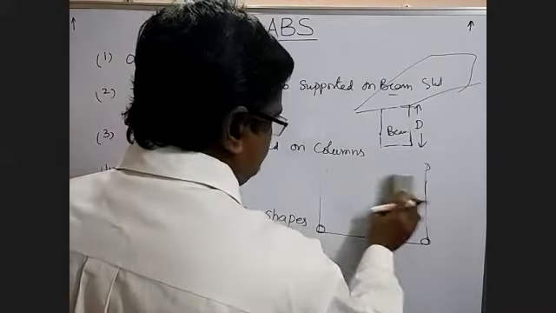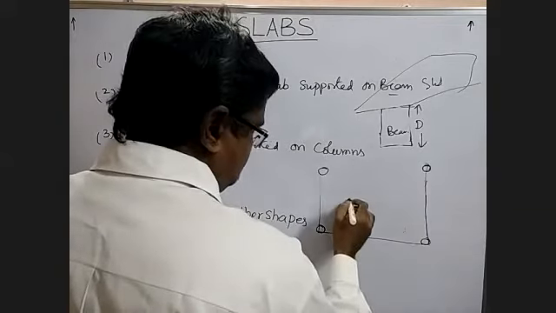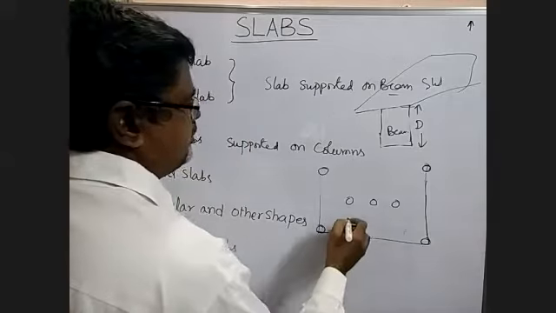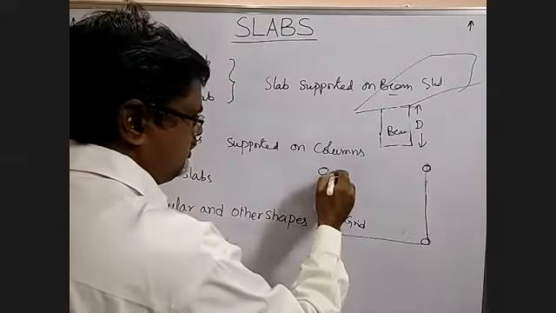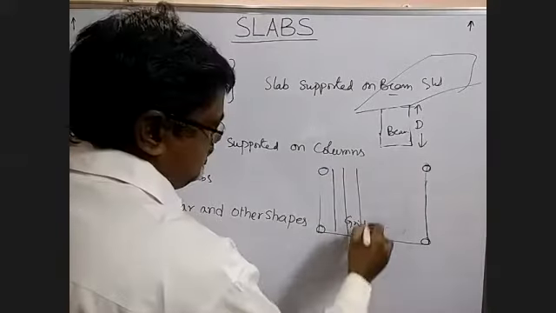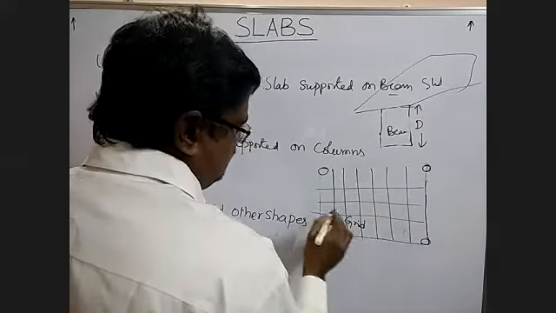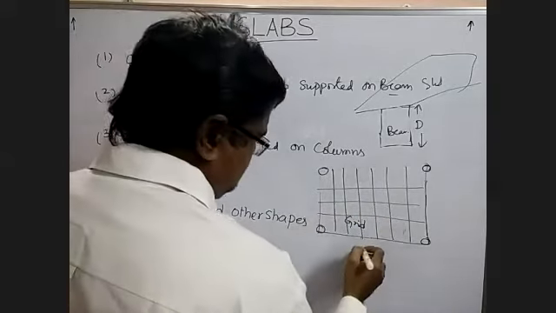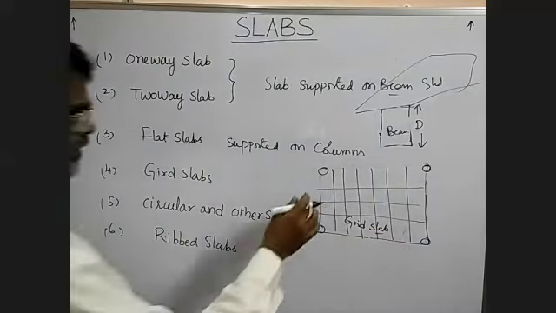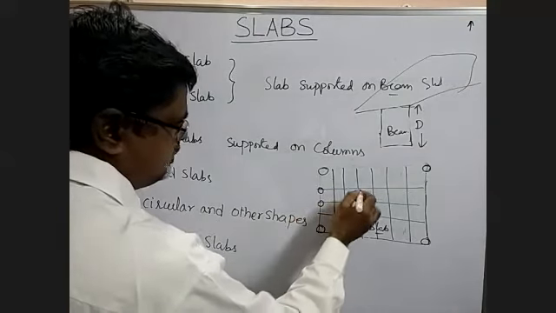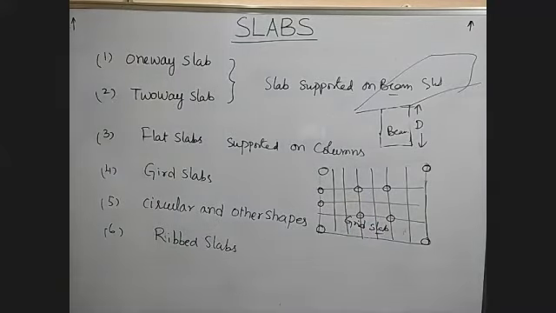Then the second one is the grid slab. With the grid slab we can mainly save column-free space. Just now I told you, if you have columns here, you can provide a grid slab here. That means you can remove these columns and cast beams in mutually perpendicular directions. This slab we call a grid slab. So we can save column-free space, and we can avoid all these columns here. That is the advantage with the grid slab.